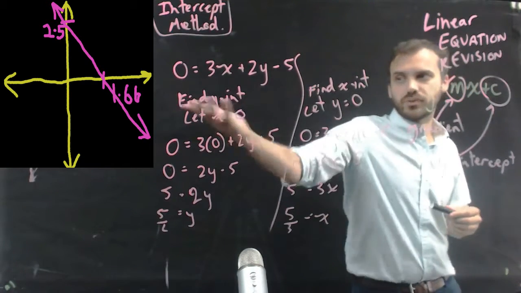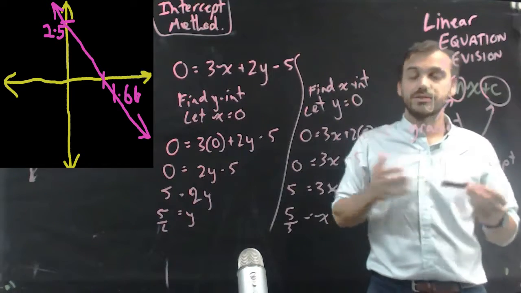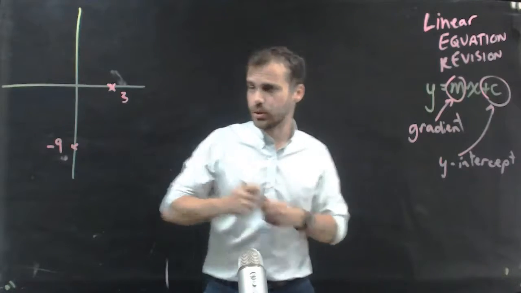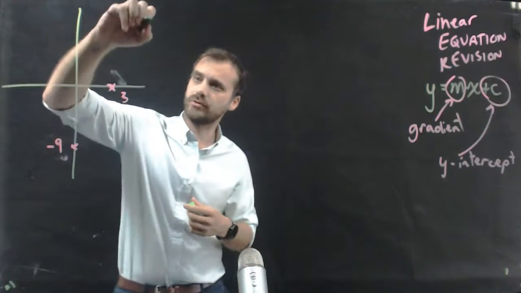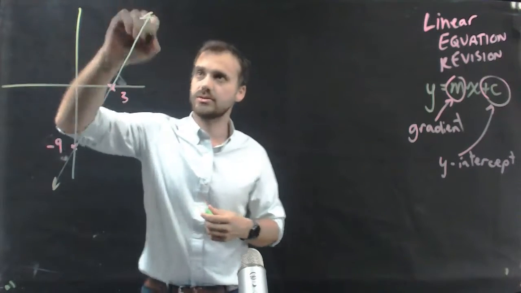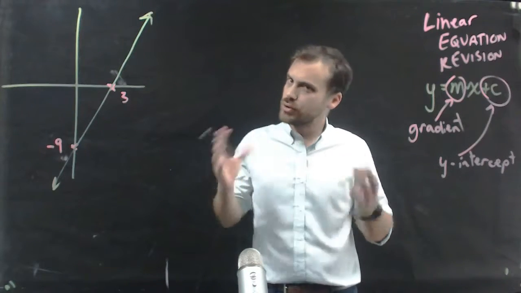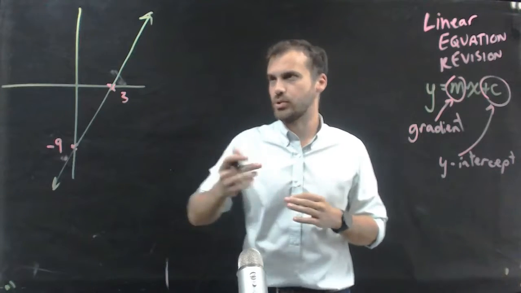As long as I know that to find the y-intercept, I can let x equal 0, and to find the x-intercept, I can let y equal 0. But what if I had to do everything backwards? What if instead I've got a Cartesian plane and I've got a line that passes through these 2 points, negative 9, 3? Well, there's a few different ways that you can solve this, but I'm going to show you one.